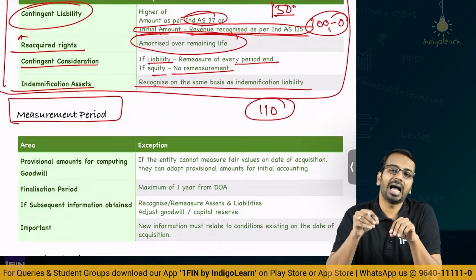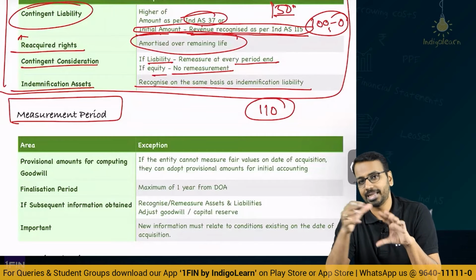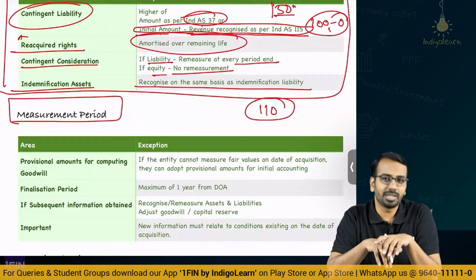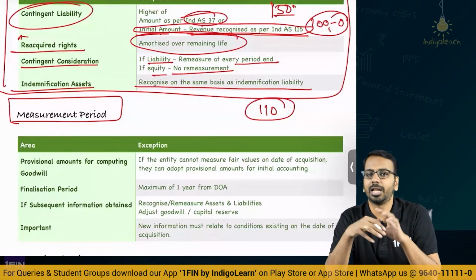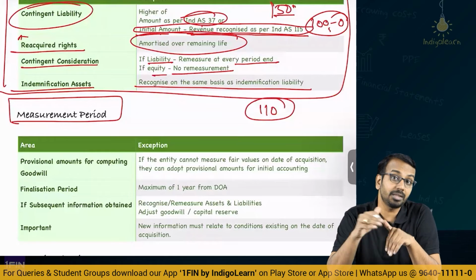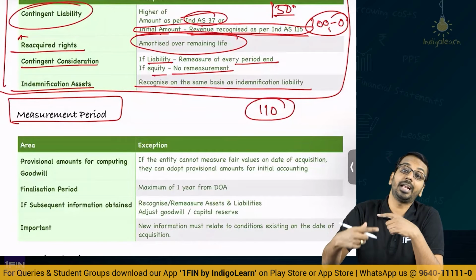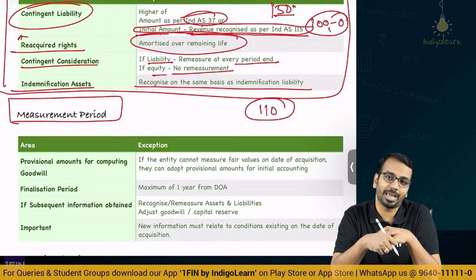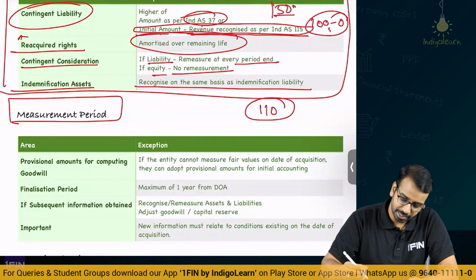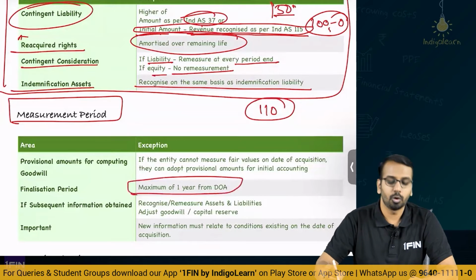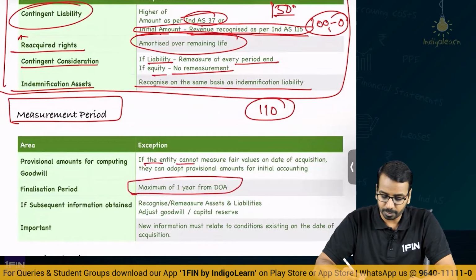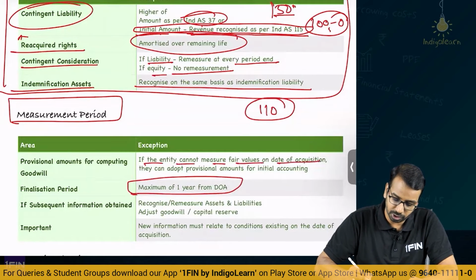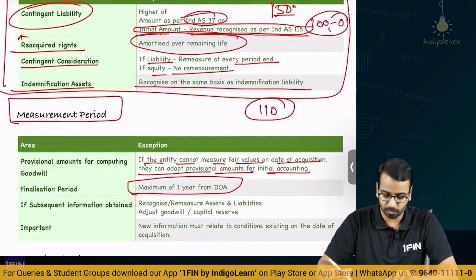For example, I have to determine the fair value of an asset. I could not determine it on the date of acquisition, so I recorded it at a provisional amount. Subsequently, I could determine the fair value of that asset, so I will update my original entry, or I will update the original calculation of goodwill and capital reserve. This measurement period is there for a maximum period of 1 year. So, if the entity cannot measure fair value on the date of acquisition, they can adopt provisional amounts for initial accounting.